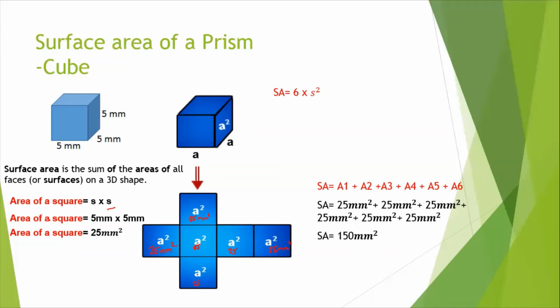Yes, this formula is how to find the area of a square. We just multiply it by 6 since the cube has 6 faces. So to do this one, we have 6 times 5 squared. The side is 5, and we're going to square it. 5 squared is 25. 25 times 6, the answer is still 150 millimeters squared. So you can use any of the following formulas.